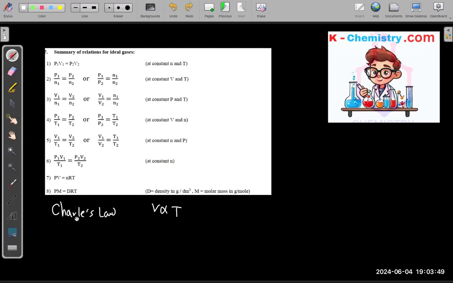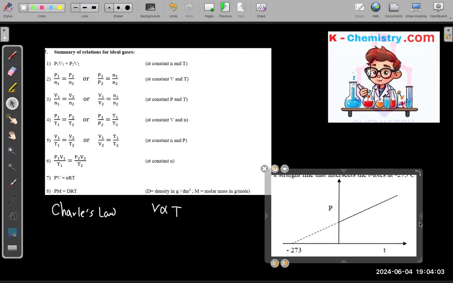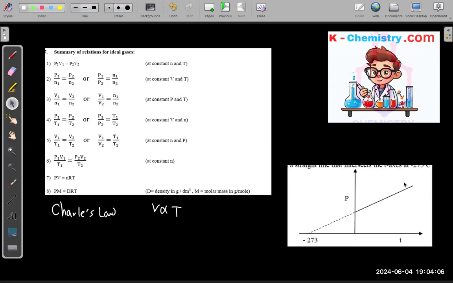Okay, so if I compare the pressure and the temperature, I will see a curve. In this curve, the temperature increases and the pressure increases also, as long as you are increasing the temperature. And you have to know that if you extrapolate the line here, it will come at a point which is minus 273.